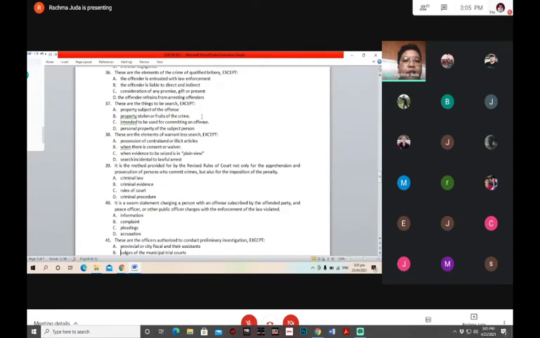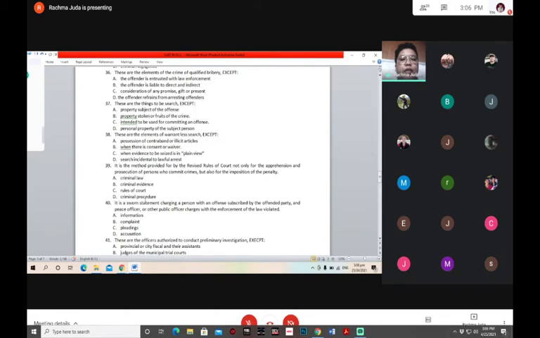Next, 37. These are things to be searched except. So which of these is not among the items you can take while serving a search warrant? Remember there are three: the very subject of the offense, the stolen items or fruits of the crime, or the items that can be used or intended to be used for committing an offense. So the answer there is Delta. That is not applicable. Next, 38.